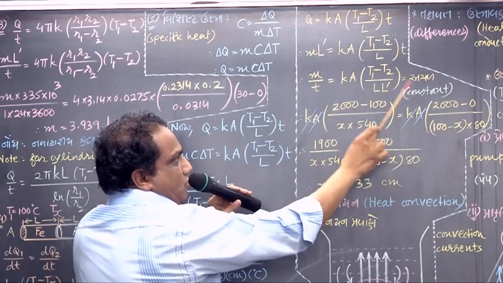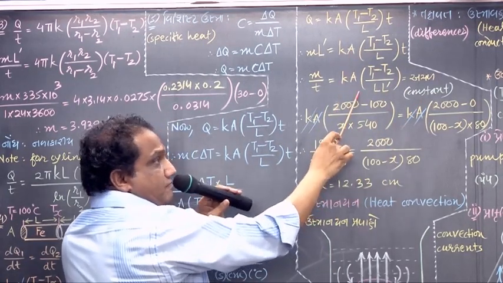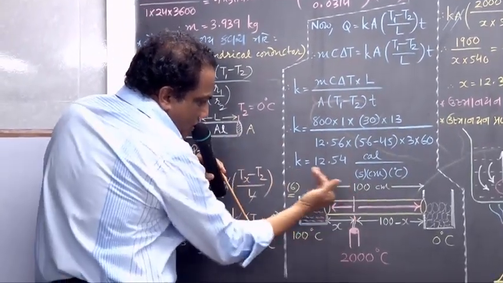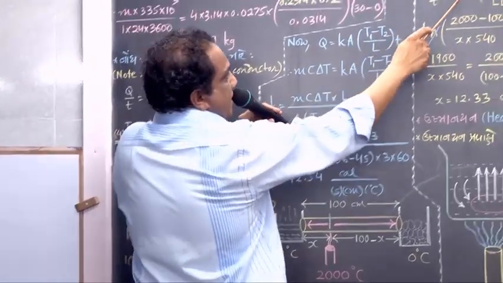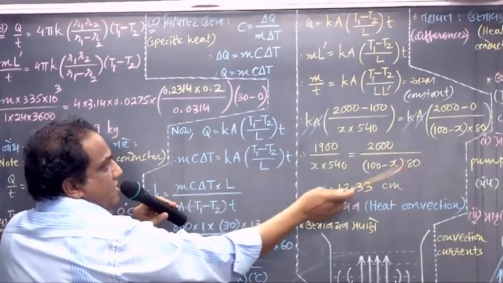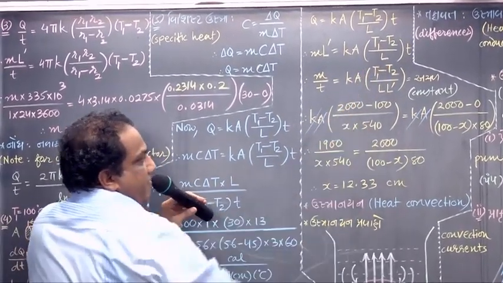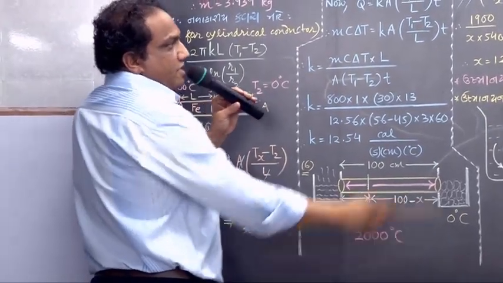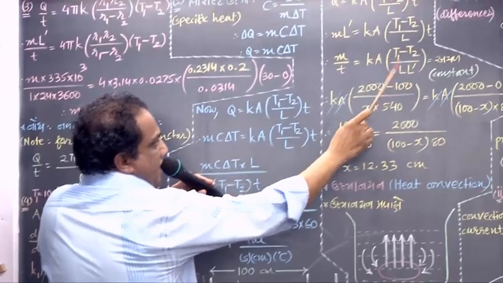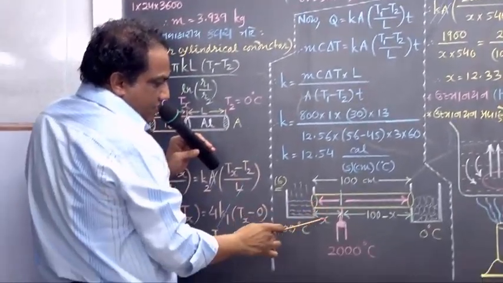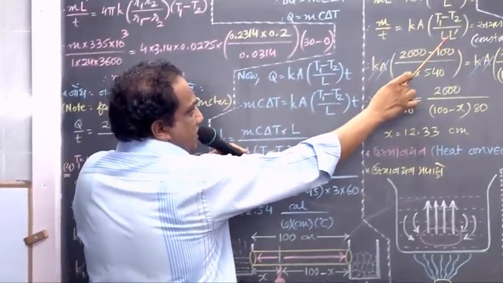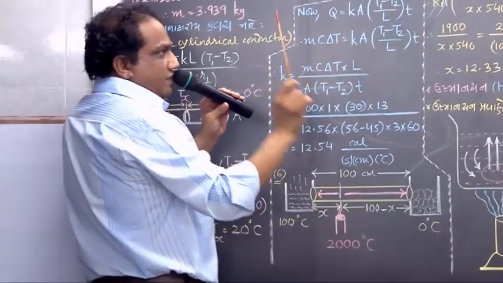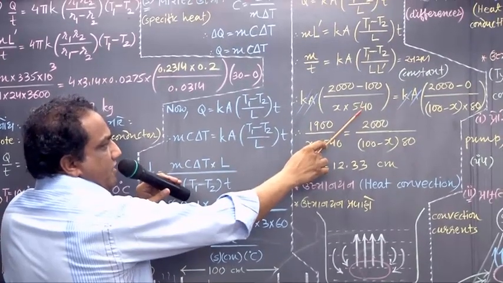Because the left hand side is constant, the right hand side also must be constant. Now tell me this term for the left portion and for the right portion. For the left side, KA as it is. The temperature difference is 2000 minus 100, upon L. L is the distance between these two planes, which is x, into L dash. L dash is the latent heat of vaporization of water, and they have given 540 calorie per gram.